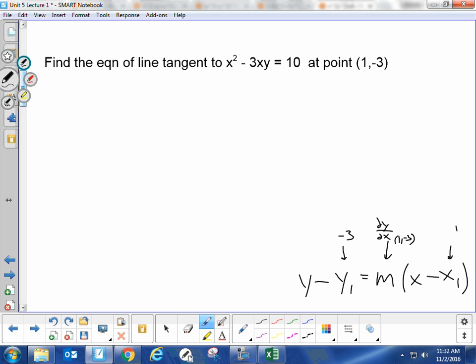Why did I get -11/9? Because you made a mistake. Where? You plugged in -3 for y when that's x. Oopsie. A simple mistake to fix.